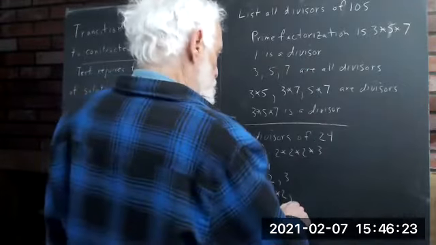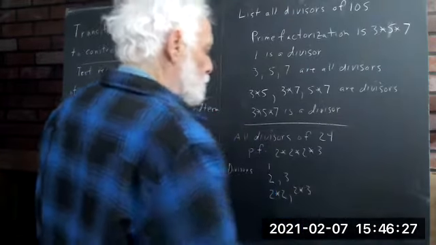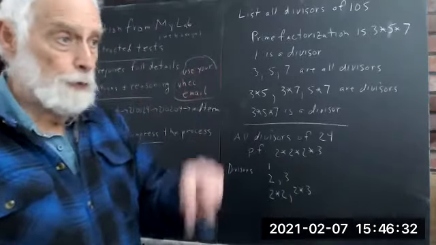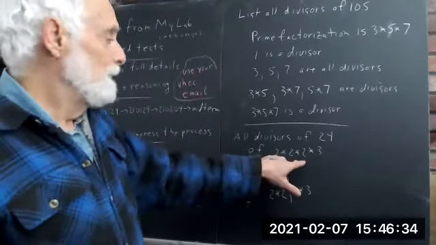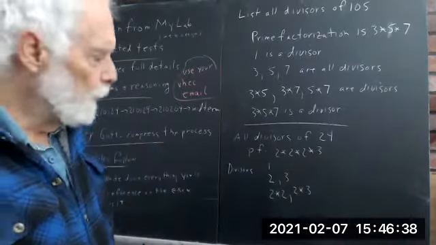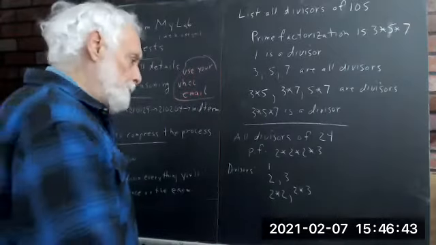Okay, and 2 times 3. Now, those are the only possibilities using just 2 of the numbers. Doesn't matter which of the 3 2s you put together here, it's going to come out the same, it's still going to be 4. Okay, so now products of 3.